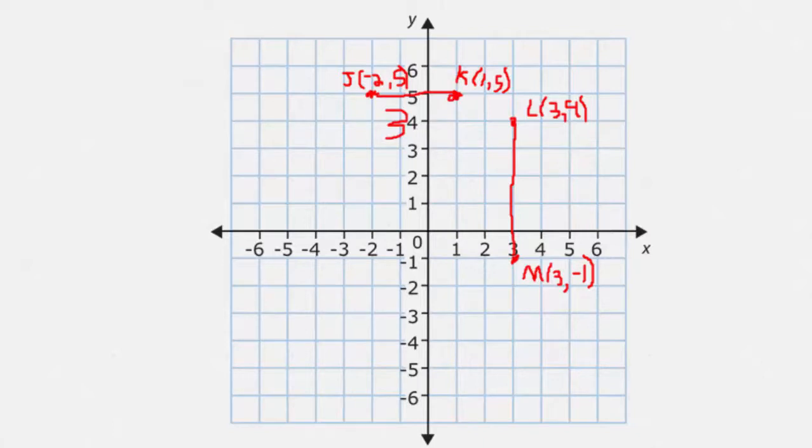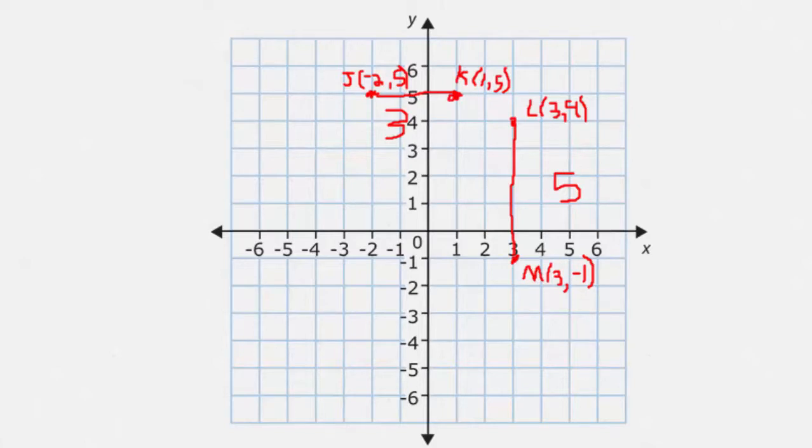Same thing for the vertical one. The x coordinate's the same, so it's just as if I used the y-axis as my ruler. One coordinate's 4, the other is -1. I could do -1 minus 4. -1 minus 4, you should get -5. But remember, length is always positive, so even though I got -5, it will be positive 5.